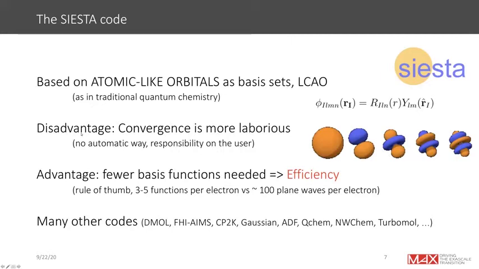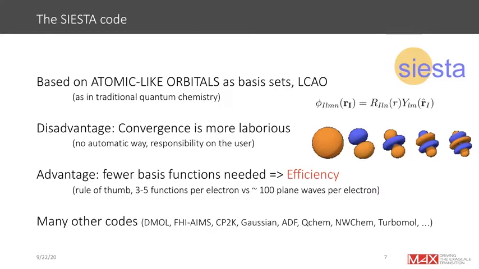The disadvantage of this kind of scheme is that convergence with basis set is much more laborious. It's not systematic or automatic as you could do it with things like plane waves. It is the responsibility of the user to choose the right basis set for your problem, your system, the kind of accuracy you need, and so on and so forth. So it's, again, more laborious and less automatic. But the key advantage is that you need many fewer basis functions per electron, and that impinges a lot on the efficiency of the calculations.